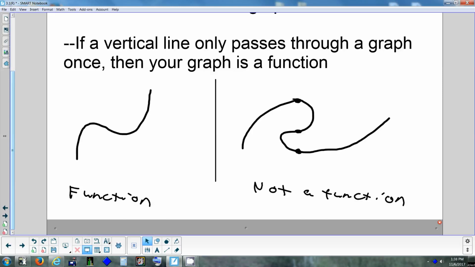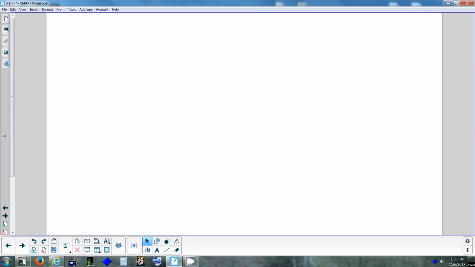Okay, so any questions, guys, when something's a function or not a function? All right, so Fred, you tell me, using that vertical line test, how do I tell if something is a function or not?